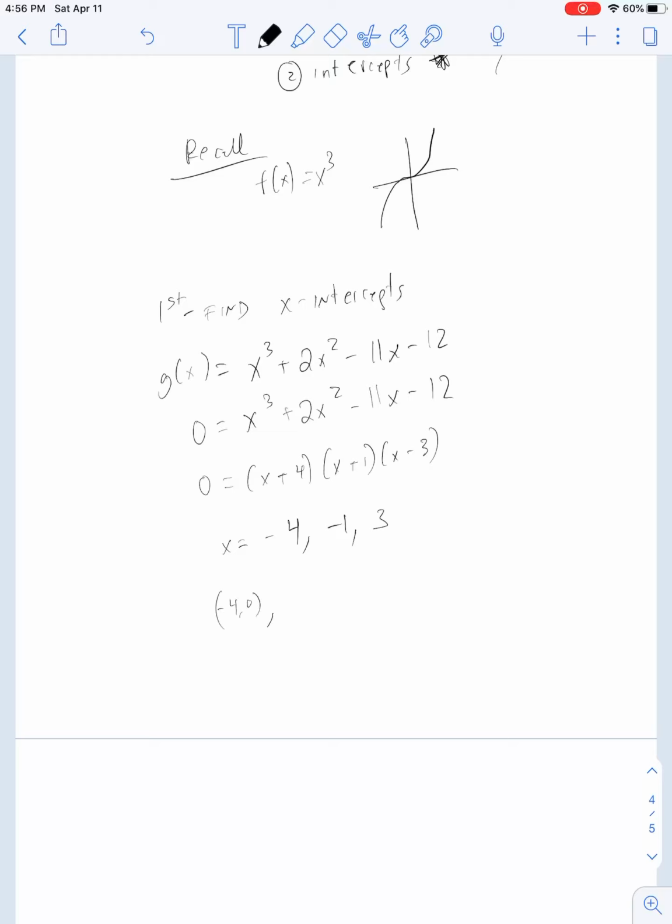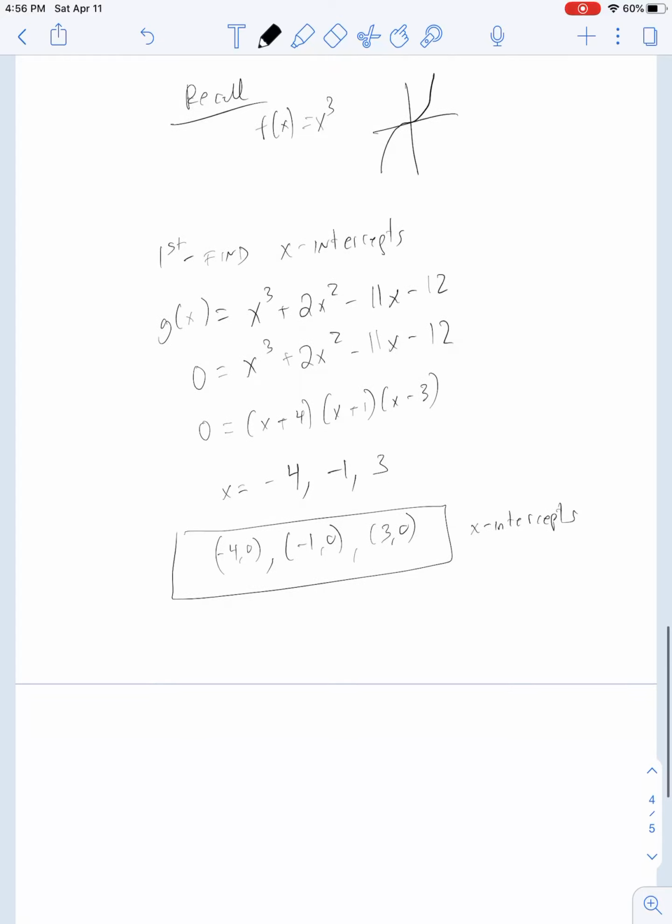So our intercepts are negative 4, 0, negative 1, 0. And then what else do we get? 3 and 0, right? These are our x-intercepts. And we're going to be talking about this later on in class. So don't stress on how I found this right now. This is something that I will teach later in the chapter. Once again, do not worry yet.